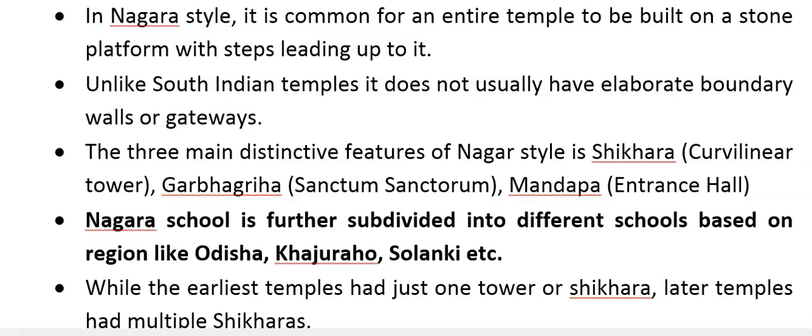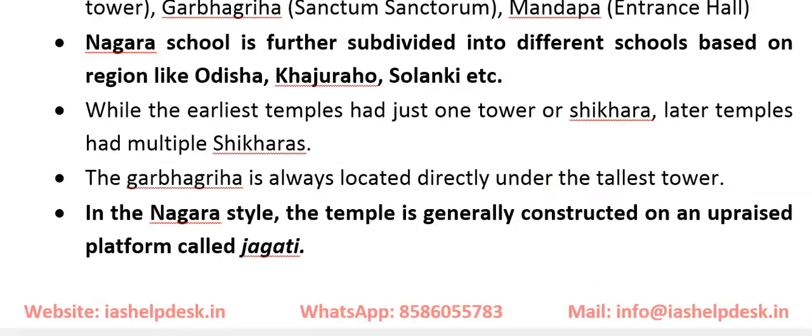Also, this Nagara school is subdivided into the regions like Odisha, Khajuraho and Solanki, and it was found that the earliest temples used to have only one tower as Shikhara, and the temples which were built later had multiple Shikharas. And it is also seen that the Garbhagriha, where the main deity is located, is always under the tallest tower. And then it is seen that the temple is generally built on an upraised platform called Jagati.